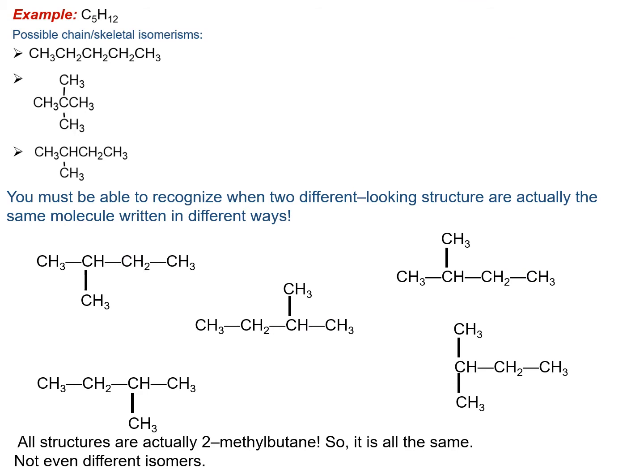Okay guys, so previously untuk molecular formula C5H12, kita dapati ada 3 possible isomers yang you boleh buat kan, 3 possible chain isomers. Yang ni ada 5 carbon chain, ni ada 3 carbon chain, ada 4 carbon chain. Mereka punya structural formula different, tapi they have the same molecular formula.